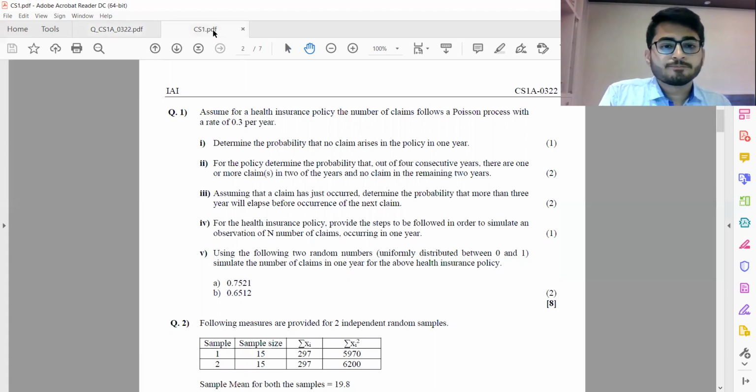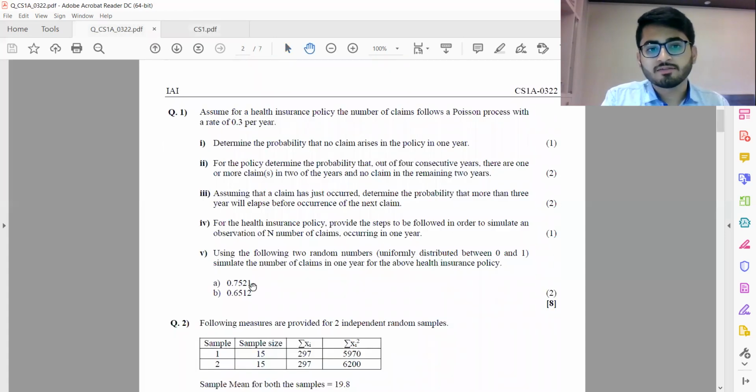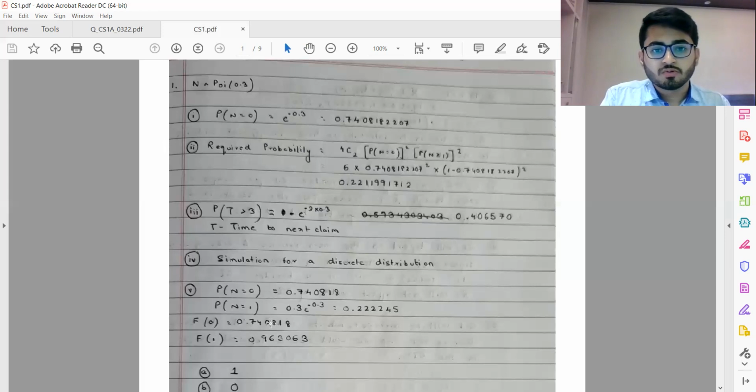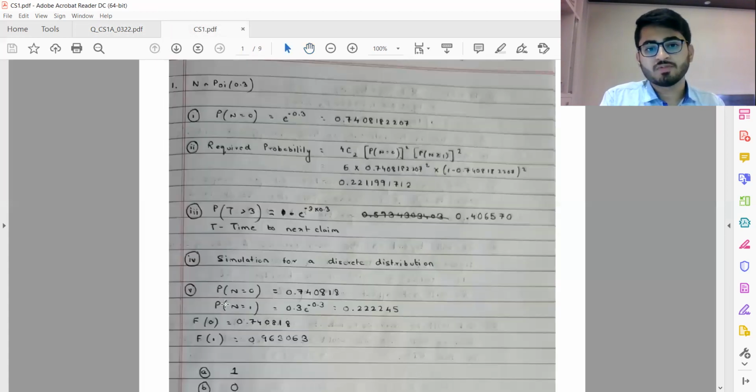Part 5, I find probability n equal to 0, n equal to 1. I find the CDF, F0, F1. Now F0 is 0.740818, and I see that the first number is 0.7521, right? F1 is 0.963063, so this number lies between F0 and F1. So my simulated value is 1. As for the second one, the uniform random number is 0.6512. This corresponds to a simulated value of 0, because my F0 is 0.740818.